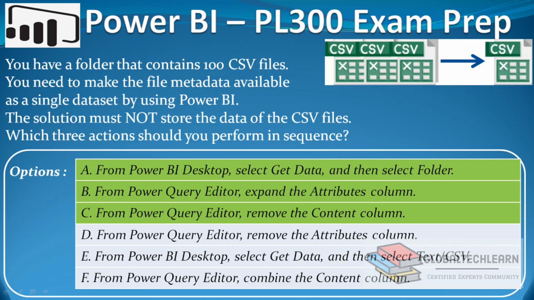So now let's come back to our question. First step, we did from Power BI Desktop: select Get Data and select the folder that contains the CSV files. Thereafter, we expanded the Attributes column in the query editor to get the CSV files' metadata information. And then finally, we removed the Content column as we don't want the underlying data from the CSV files. So the correct answers are A, B and C.